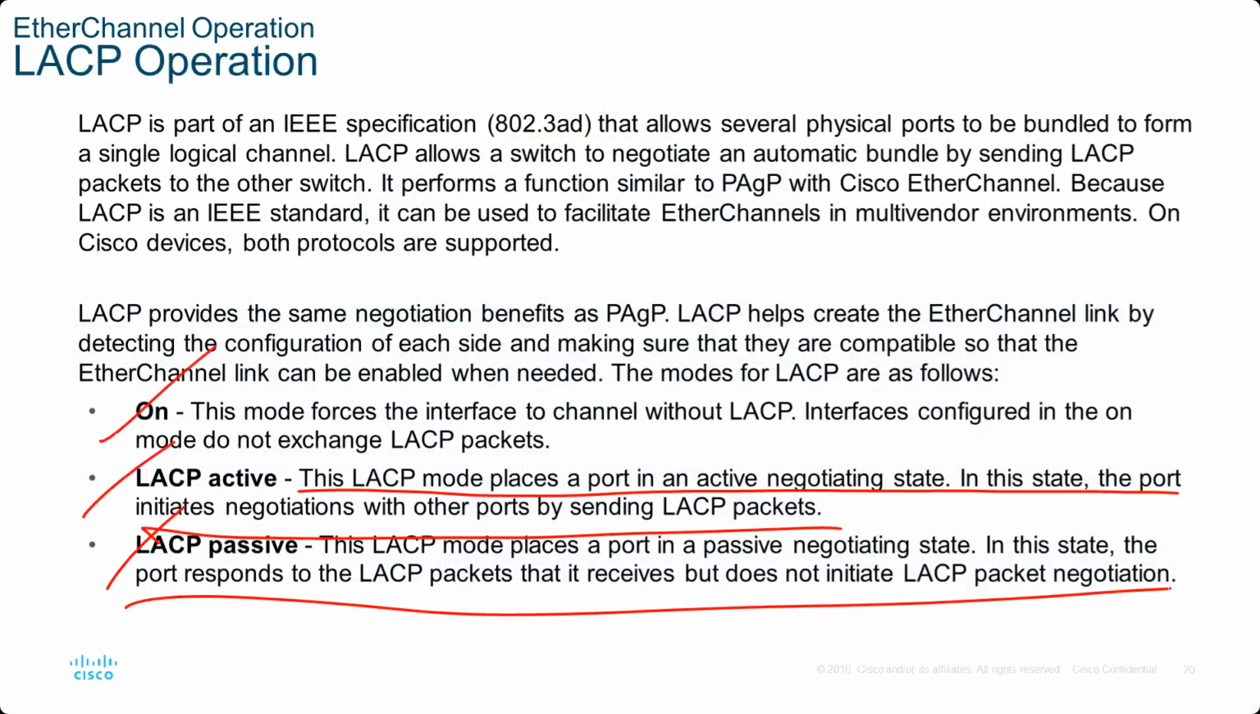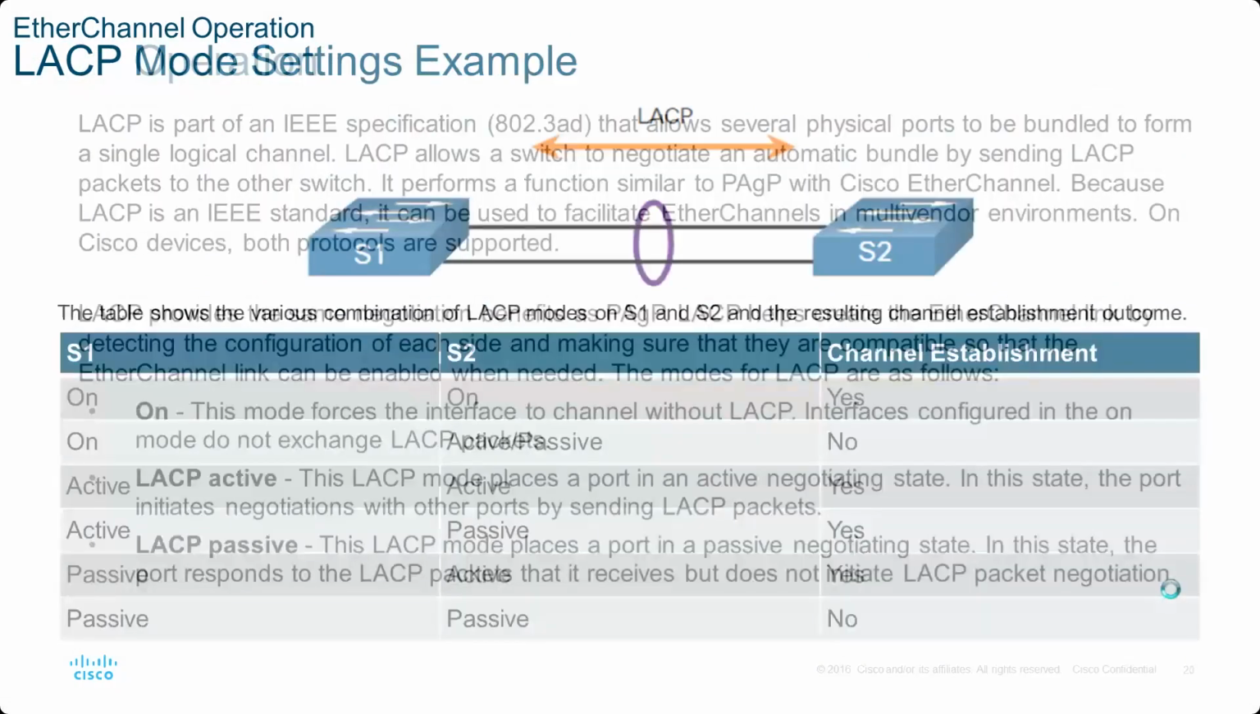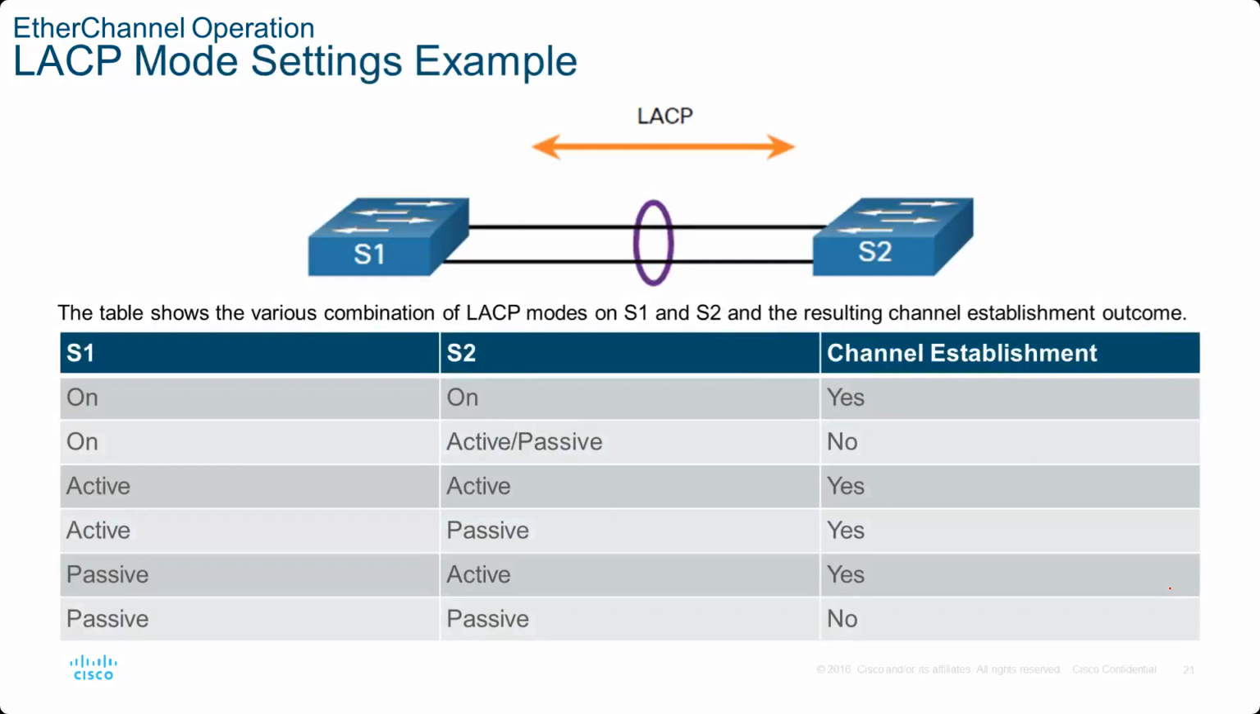Again, in this case you will have on and on, yes; active and passive, no; active and active, yes; passive and active, yes; and passive and passive is no, like auto in the previous case. Similarly here, passive with passive is also no.